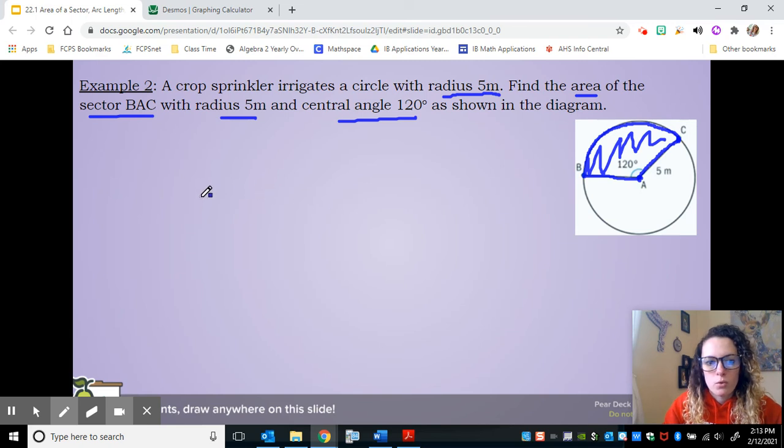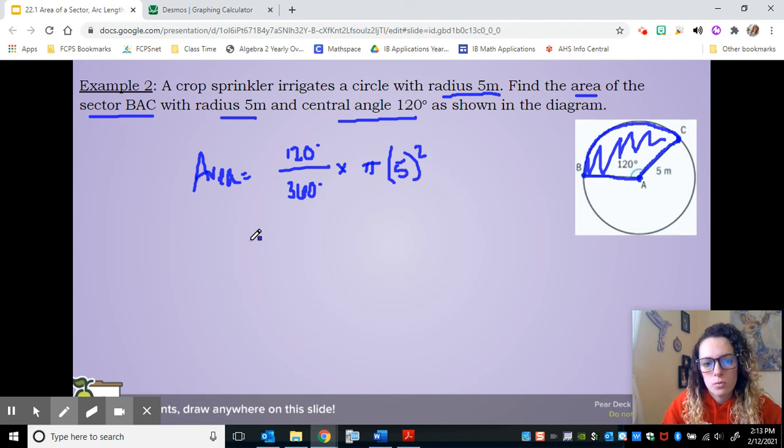So using that formula, we have our angle measured as 120 divided by 360 per the formula, times pi times the radius, which is 5, squared. Again, same deal: throw it all in our calculator at the same time, round to 3 sig figs, and we get 26.2 meters squared. We're looking at area this time, so we do have to square our units.